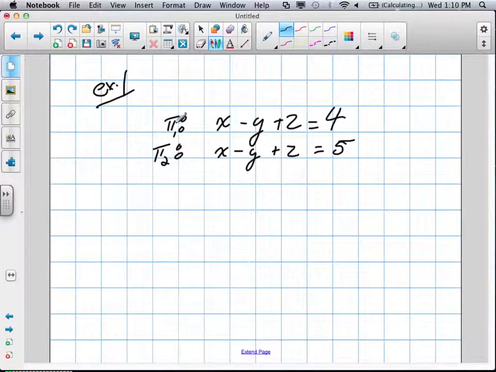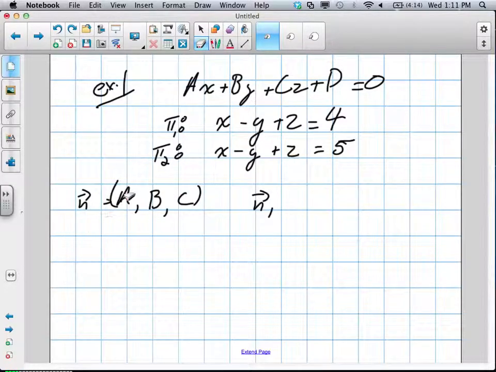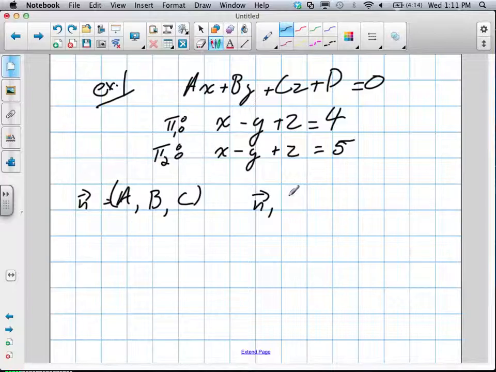Well, if you take a look at these two, I'm going to get the normal because right now we're in Cartesian form, and if you guys remember, the plane is ax plus by plus cz plus d equals 0. The normal of plane 1, or any of the normals, will refer to A, B, C. So the normal of 1 is the point 1, negative 1, and 1. And the normal of 2 is 1, negative 1, and 1.